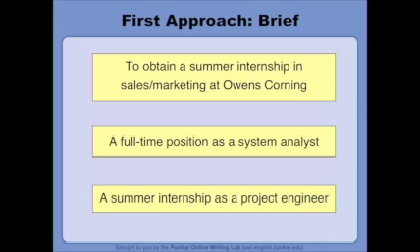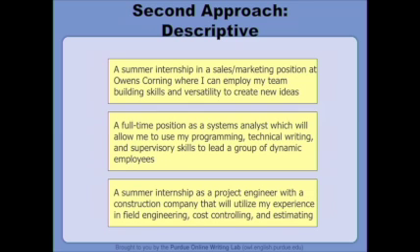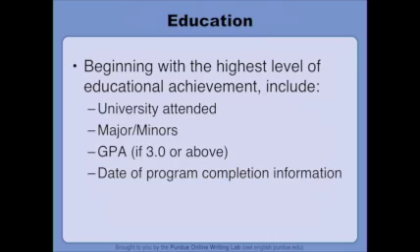These are very brief approaches. For example, you may say: to obtain a summer internship in sales marketing at Owens Corning. That's very brief. Or a full-time position as a systems analyst, or a summer internship as a project engineer. These are very brief, and we'll look at more detailed versions of the same positions here. And here they are in more detail, and you can read those. This PowerPoint is also in Moodle, so you can look at it and go through it at your own pace.